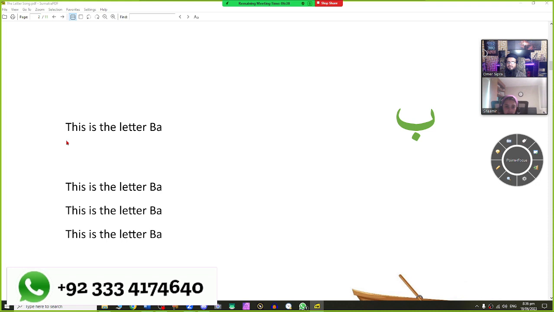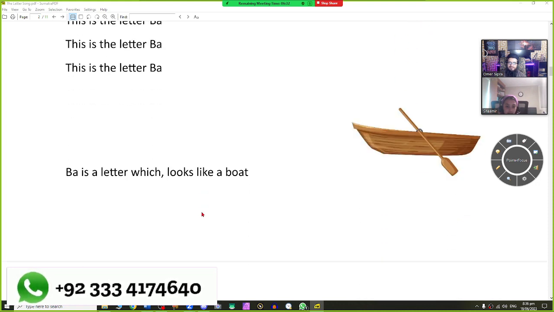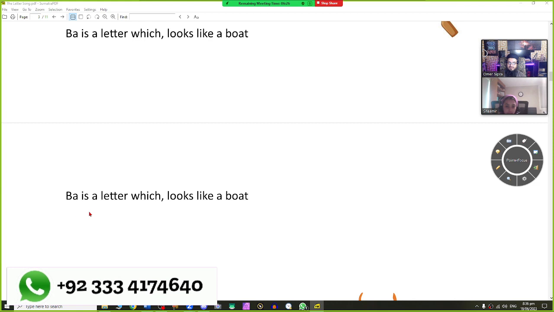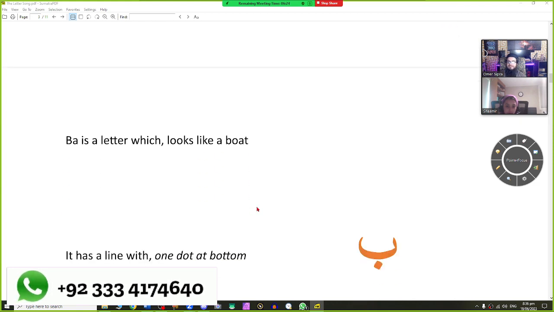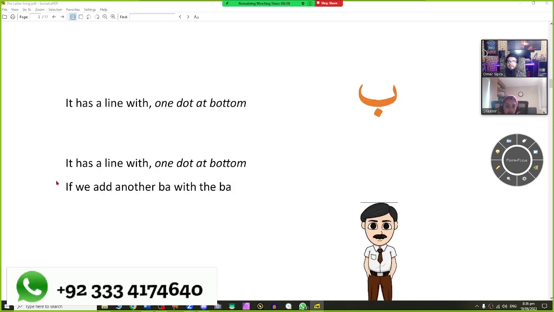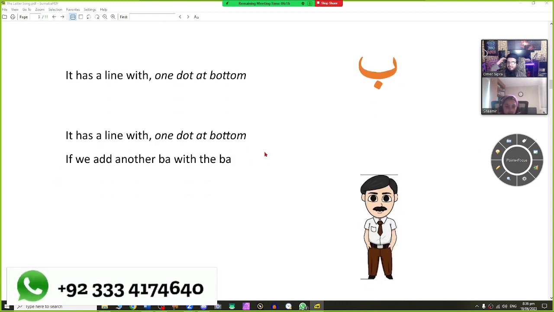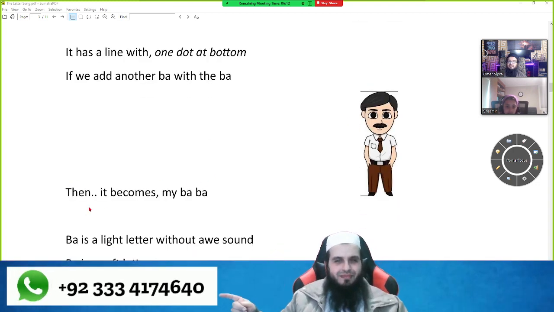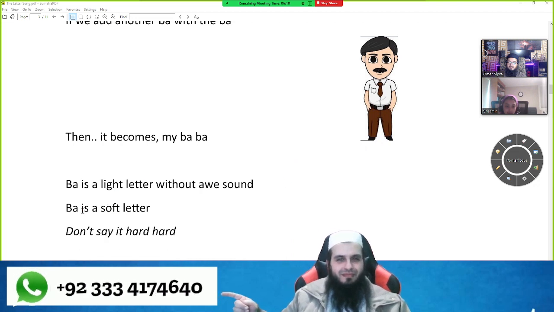Now you sing it. This is the letter ba. Ba is a letter which looks like a boat. It has a line with one dot at the bottom. If we add another ba with the ba, then it becomes ba ba.